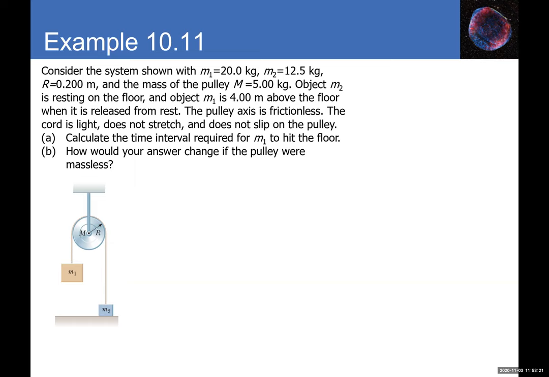So object M2 is resting on the floor and object M1 is 4 meters above the floor when it is released from rest. The pulley axis is frictionless. The cord is light, does not stretch, and does not slip on the pulley. Calculate the time interval required for M1 to hit the floor. And how would your answer change if the pulley were massless?